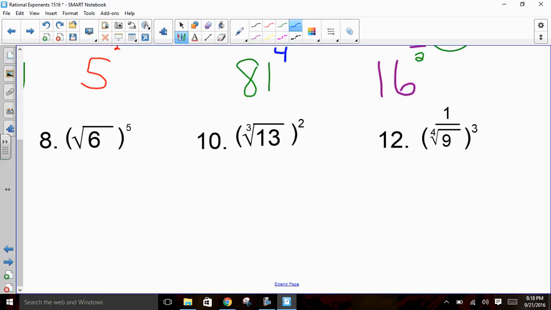On number 8, I have the square root of 6 quantity to the 5th power. So I have 6 to some fraction. I'm taking the square root, so that's a 2. This time I do have an exponent of 5. So I have 6 to the 5/2.